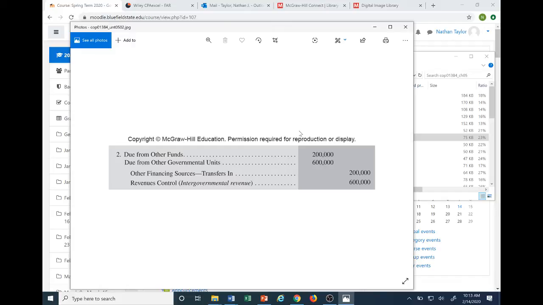So it makes sense, right? We got money coming in from another fund within the government. We counted that as another financing source. And we got money coming in that's going to be due from other governmental units from the intergovernmental grant, which is revenue. So we count it as revenue. Good on that?